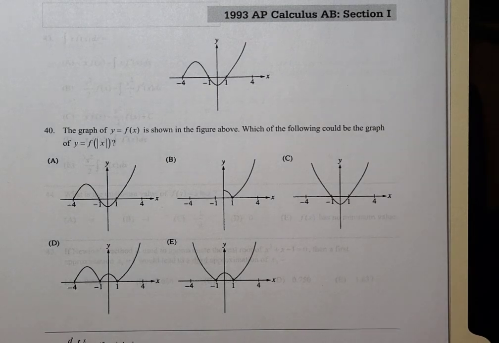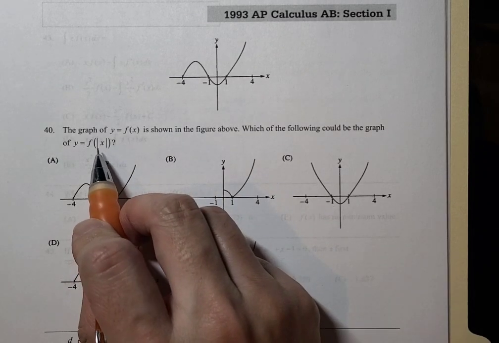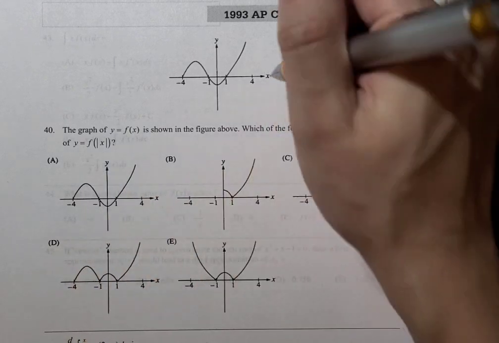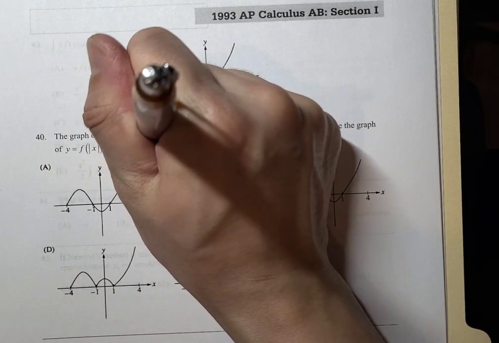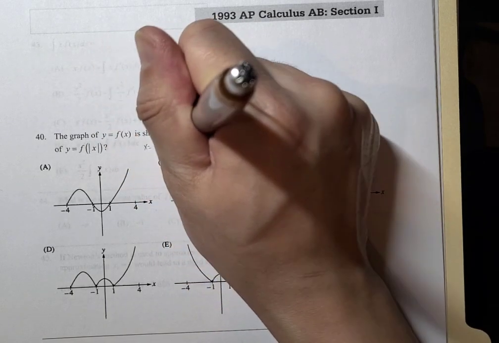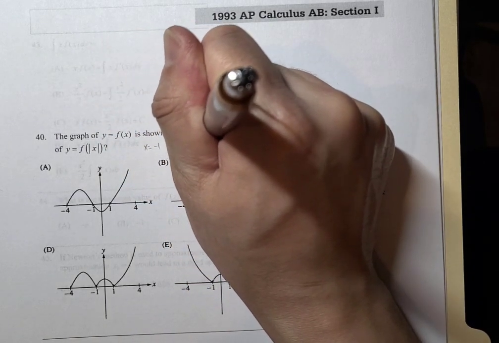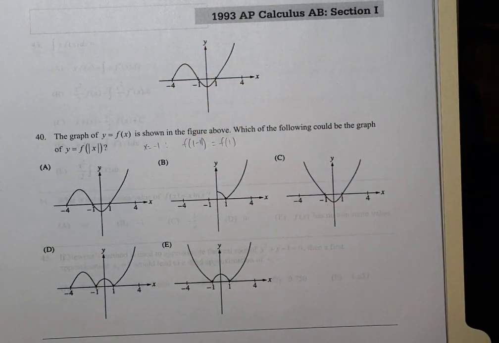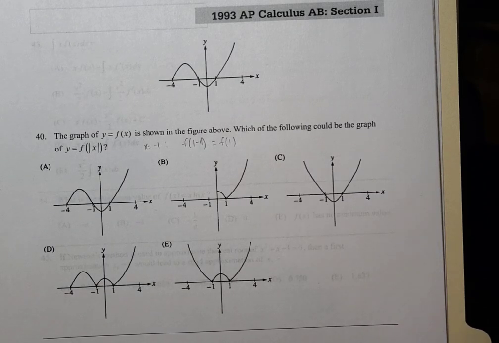This guy says the graph of f is shown in the figure above. Which of the following could be a graph of y is f of absolute value x? Okay, so what's the absolute value being applied to? It's being applied to the domain. So let's take an example. When x is -1, then it's f of absolute value of -1, which is f of 1. Okay? So this is basically just saying it's an even function.